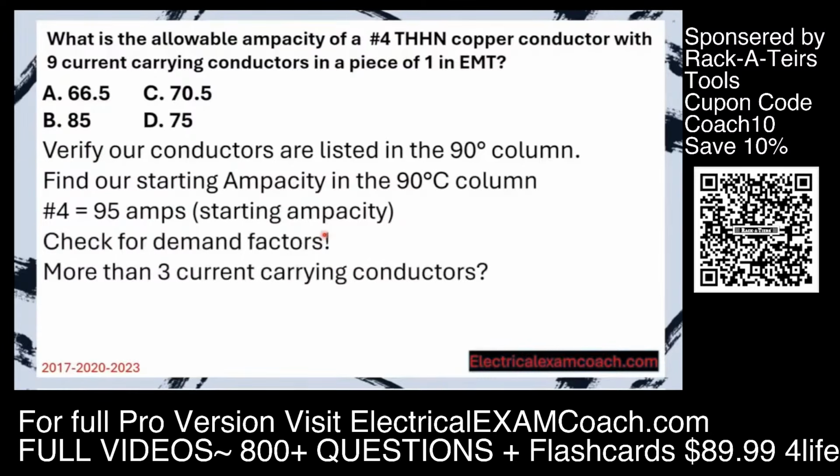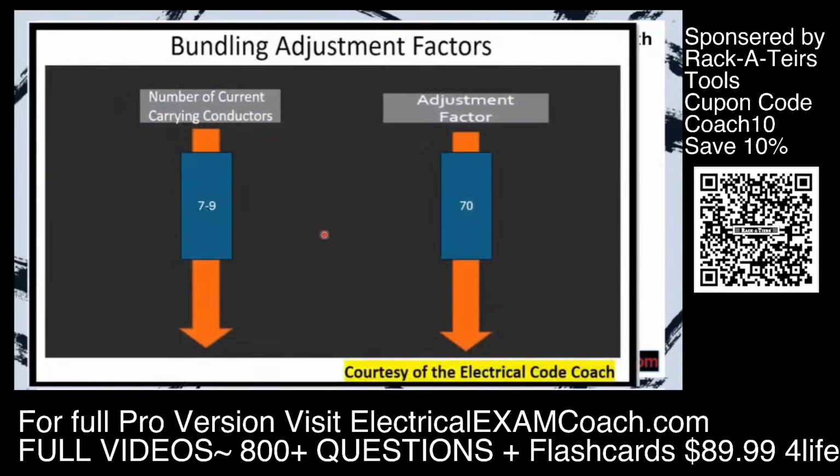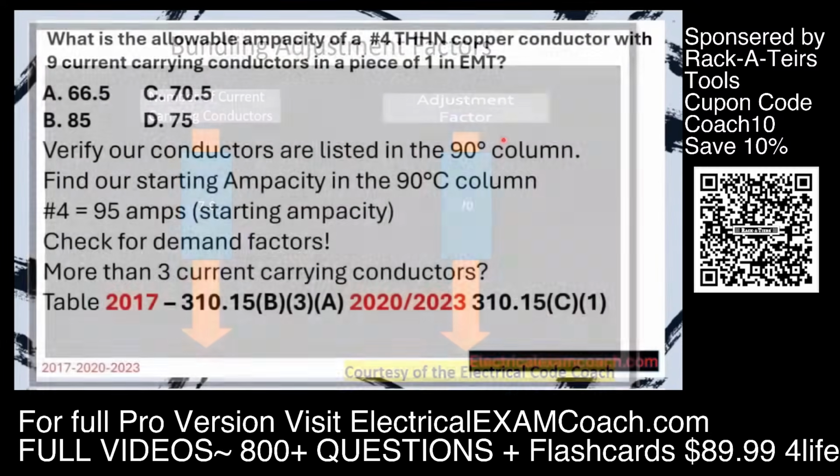Are there more than 3 current carrying conductors? There are, so we must apply the demand factor. We're going to head to either table depending on what code cycle you're in. It is our bundling adjustment factor table. When we get there, we're going to start on the left-hand side. We come down and find our number of current carrying conductors. Then we cross over and find our demand factor. Now we can get to work.